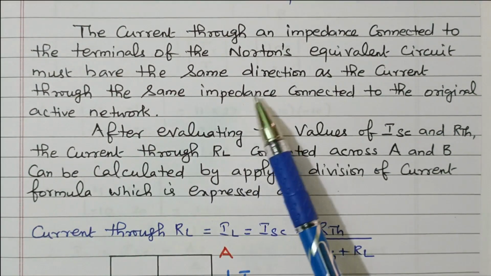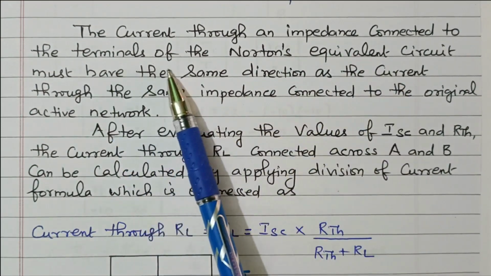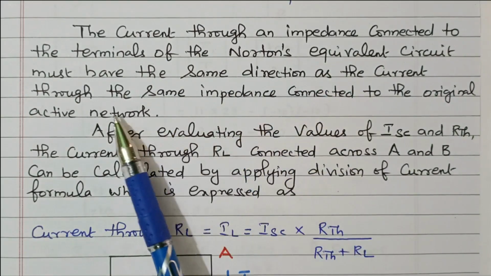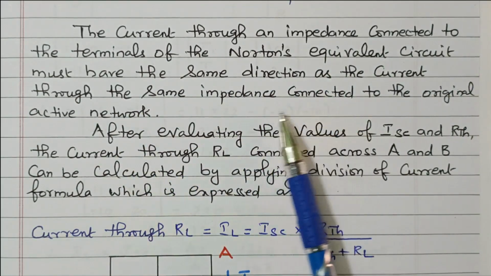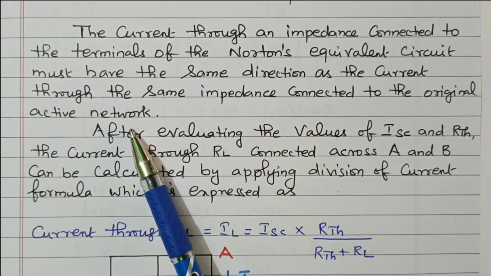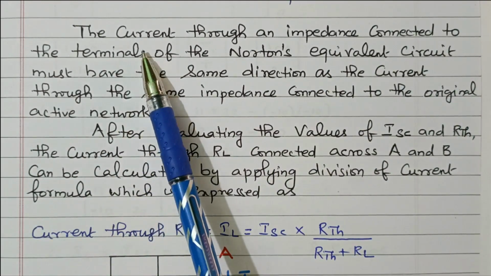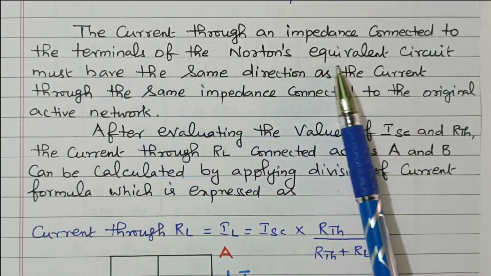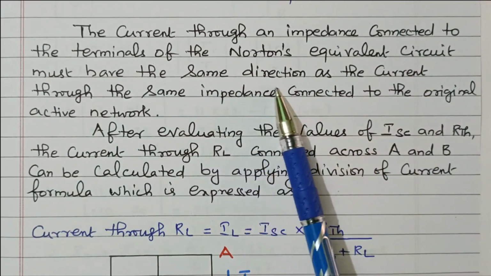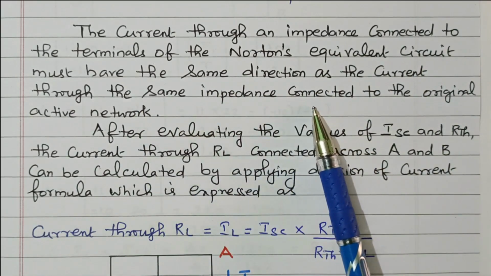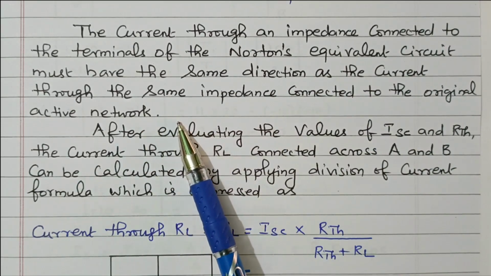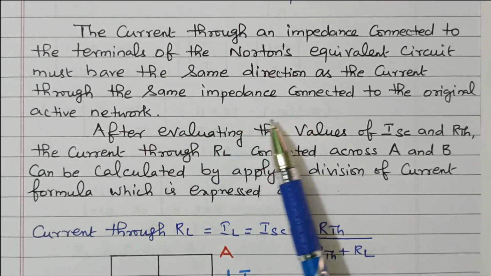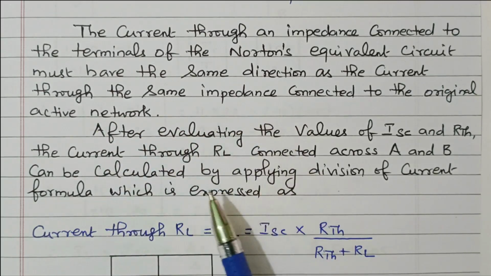The current through an impedance connected to the terminals of Norton's equivalent circuit must have the same direction as the current through the same impedance connected to the original active network. So the condition is that the current through the load impedance connected to the Norton equivalent circuit should be the same as the current through the same impedance in the original active network. Then only it is possible.